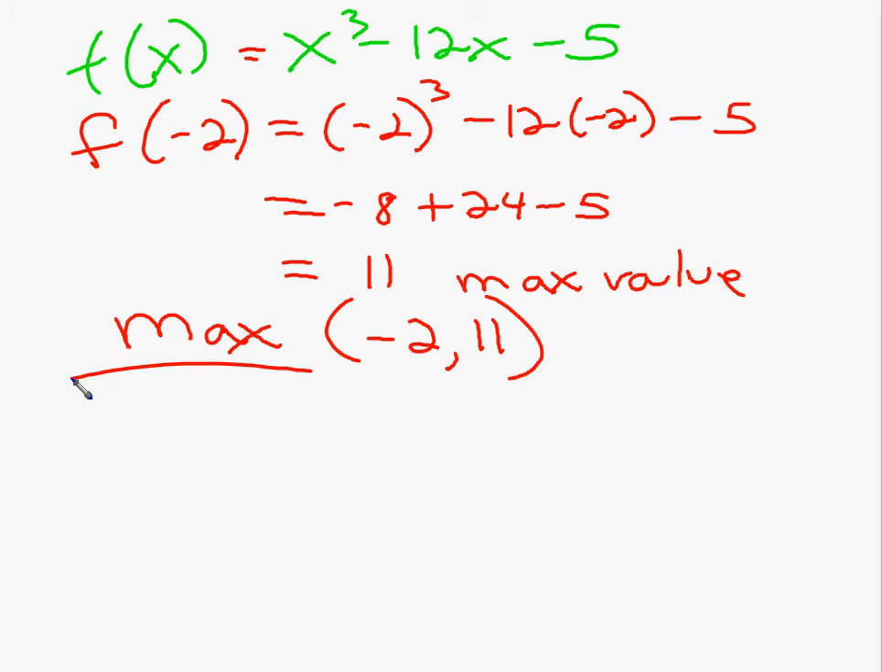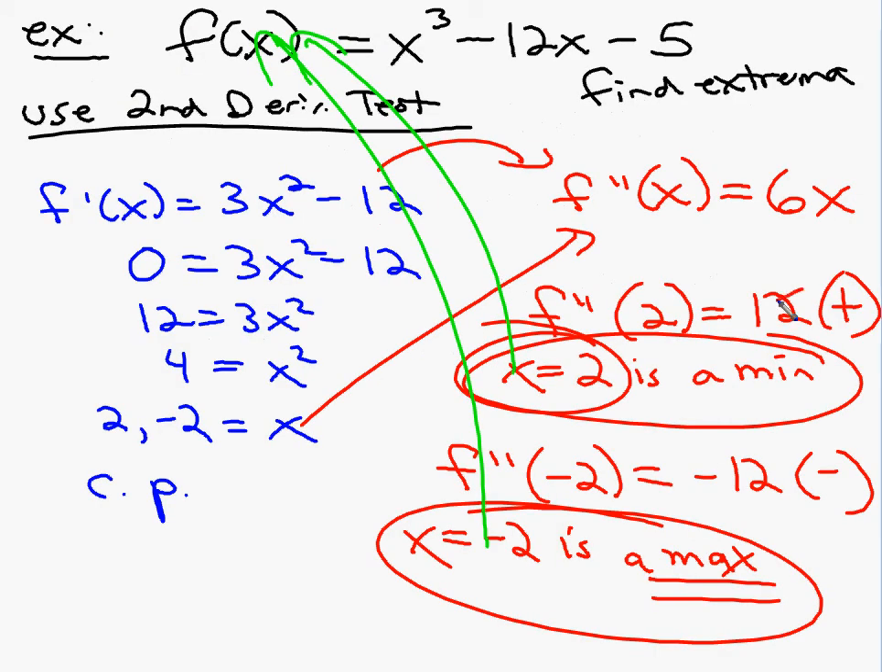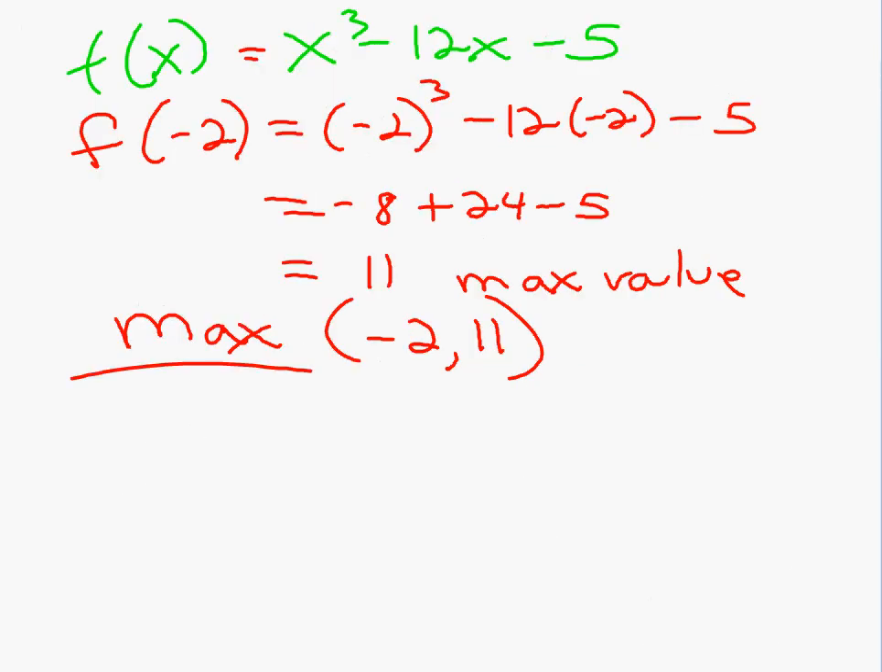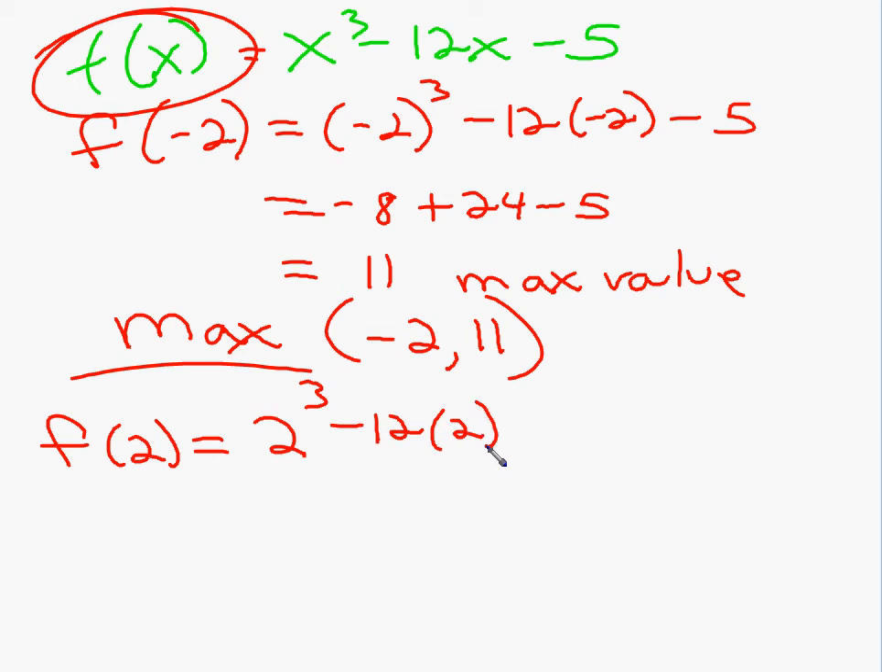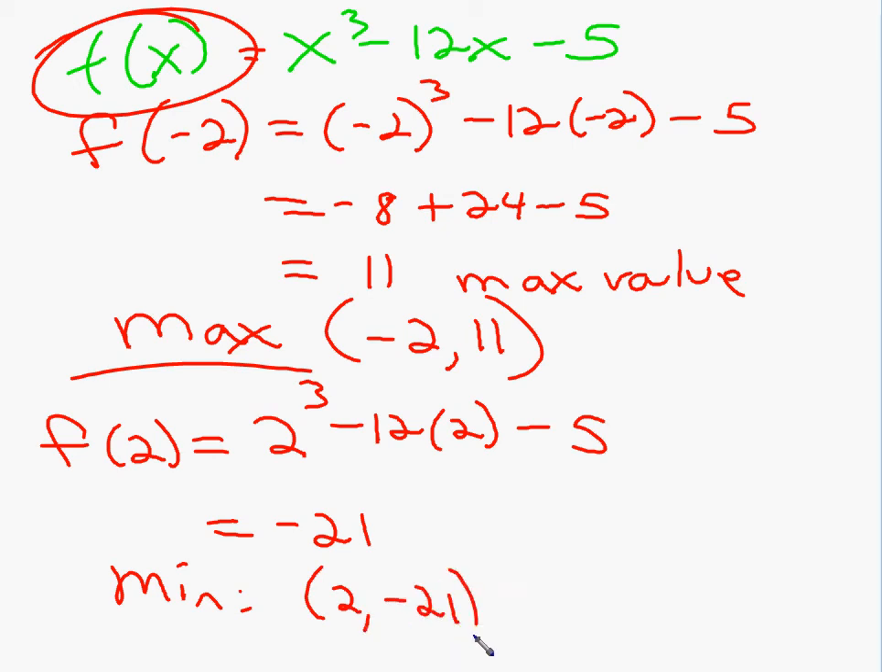So that 12 from the previous page, this thing right here, is not the maximum value. All we're using that for is to get a sign. That's the only thing we're using it for. To actually get the maximum value, you have to plug it back into your original function. Same thing for the minimum. If I wanted to find the minimum, I would do f of positive 2, which would be 2 cubed minus 12 times 2 minus 5. I'm going to tell you that turns out to be negative 21. And so your minimum is actually at positive 2, negative 21.